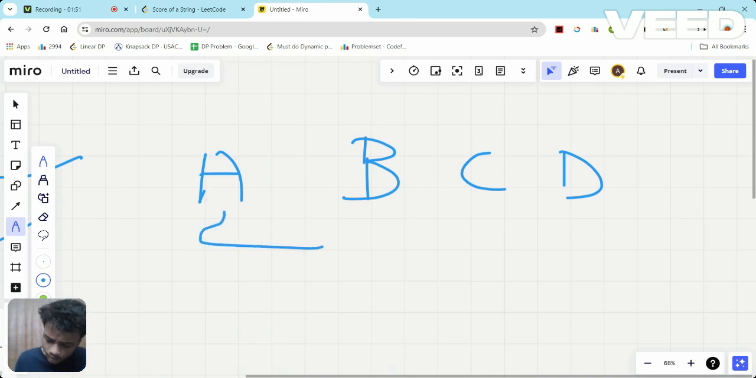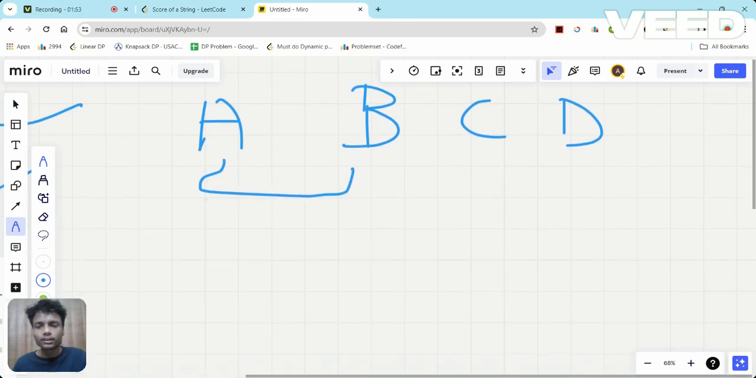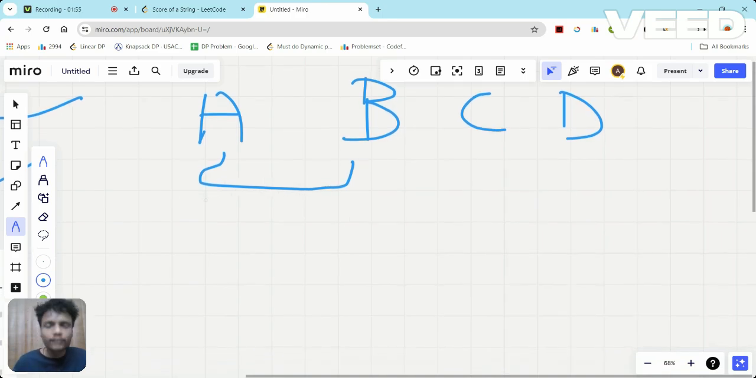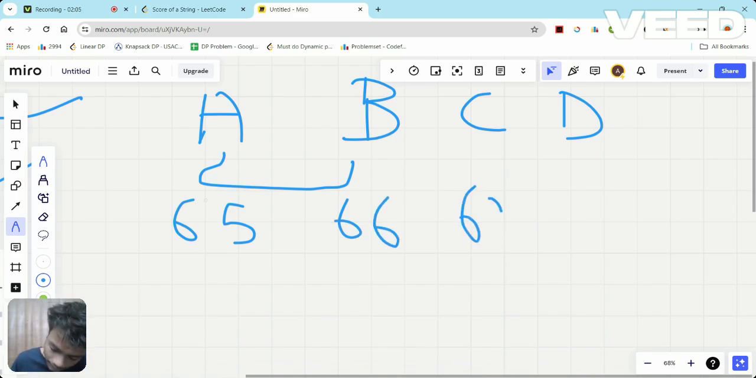Now the difference between their ASCII values would be what? We know that the ASCII value of capital A is 65. ASCII value of B is 66. ASCII value of capital C is 67, and ASCII value of capital D is 68. Simply find the absolute difference between them and sum them up, right? So the difference between A and B is 1.